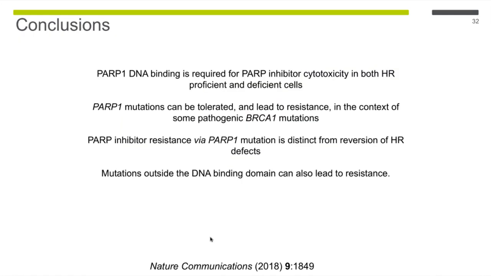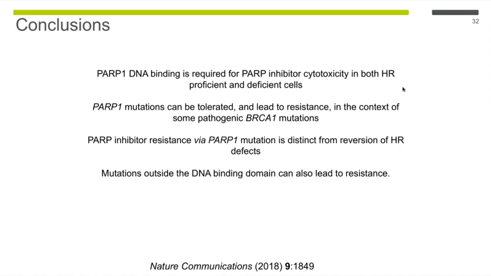So that's what I was going to say. Just to recap the talk: I've shown you that PARP1 DNA binding is really required for PARP inhibitor cytotoxicity, in both HR proficient and deficient cells. This is shown by the isolation of PARP1 loss of function and DNA binding domain mutations.